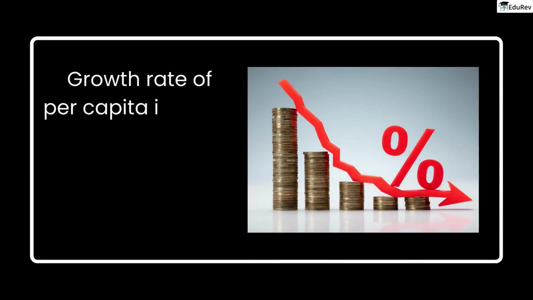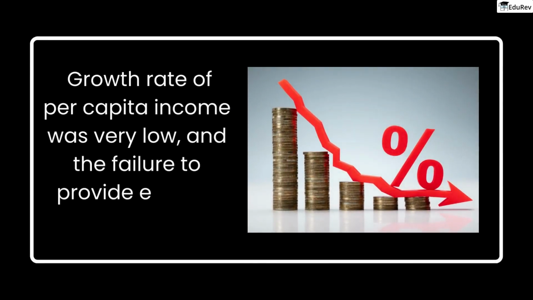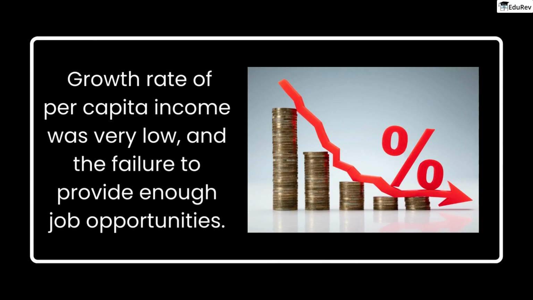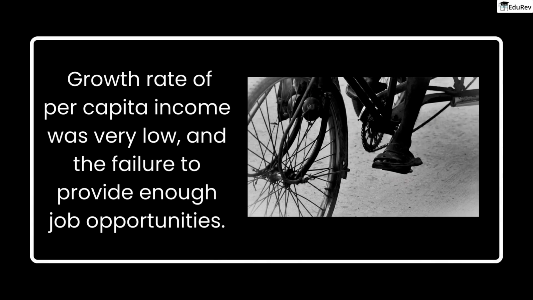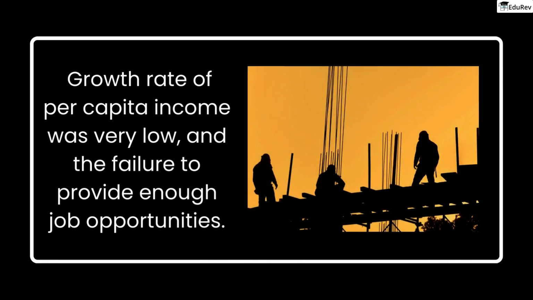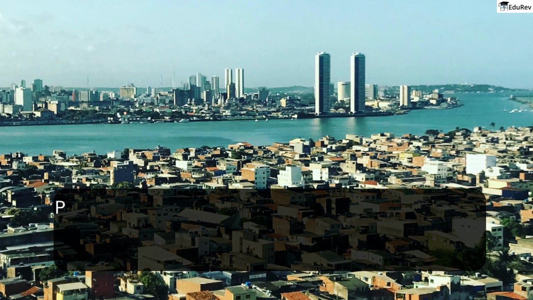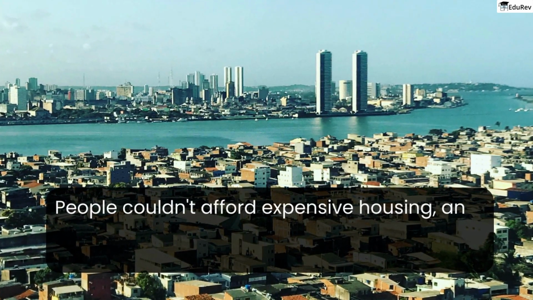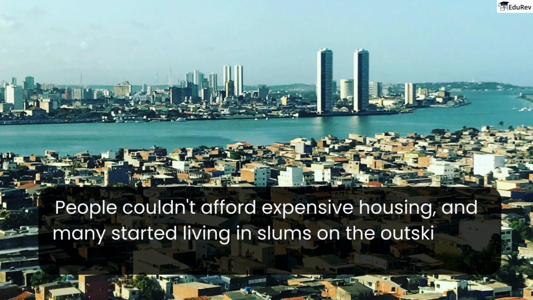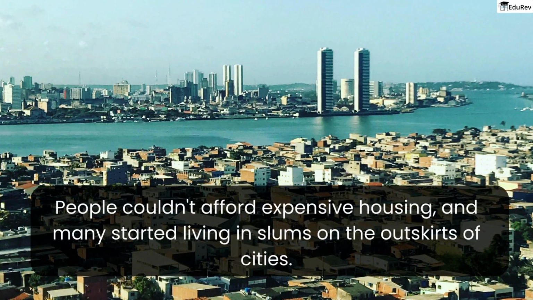The growth rate of per capita income was very low, and the failure to provide enough job opportunities resulted in people working as rickshaw pullers, vendors, construction workers and domestic servants. With irregular small incomes, people couldn't afford expensive housing, and many started living in slums on the outskirts of cities.